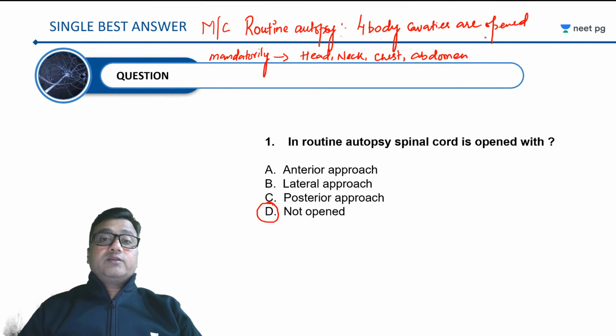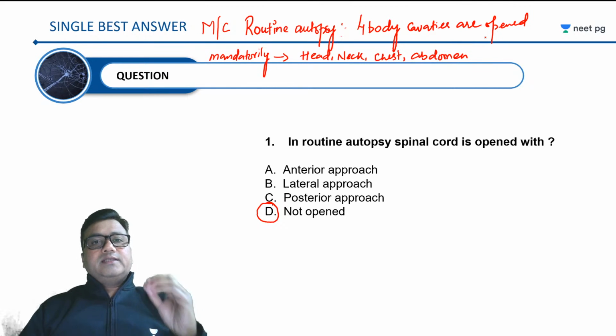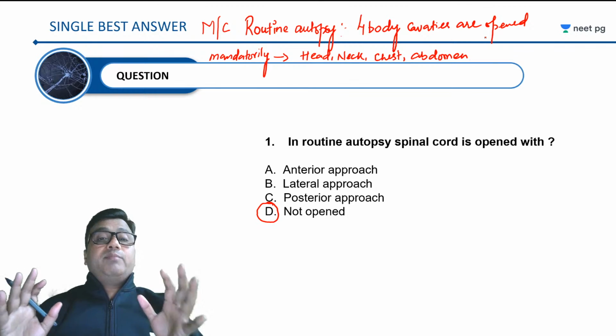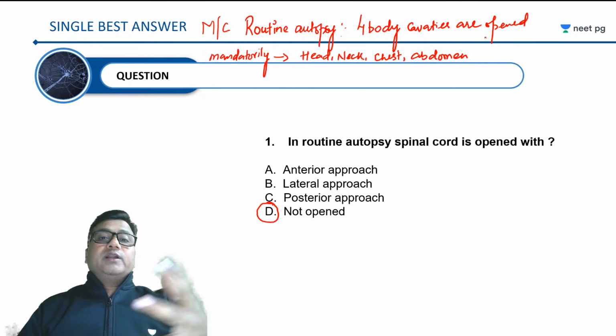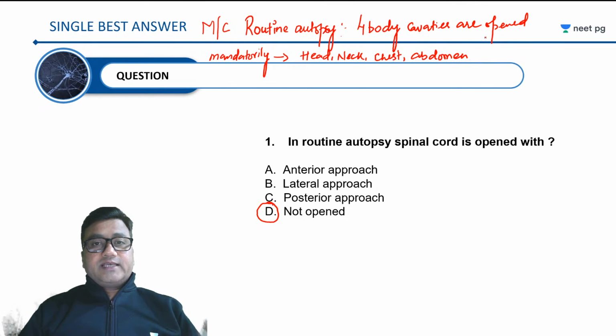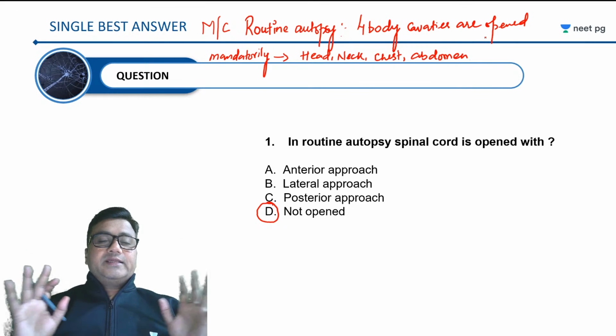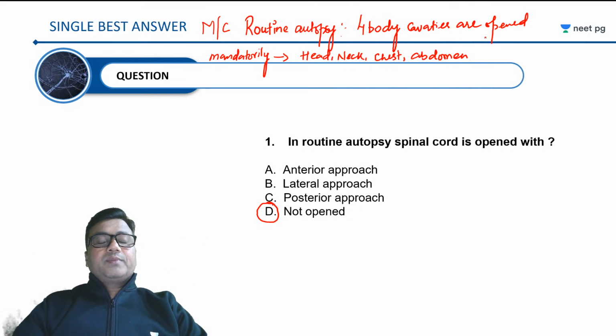the cause of death looks to be very apparent. Let's say we have an autopsy to be done on a body which has been stabbed in the abdomen, and we know that the cause of death will be found in the abdomen itself. Still, we need to open the other three body cavities also. So this is what is done in routine autopsy.